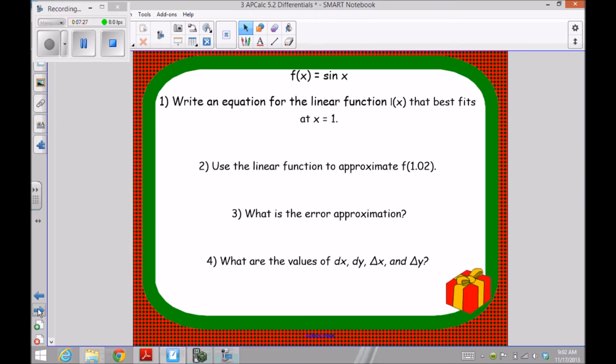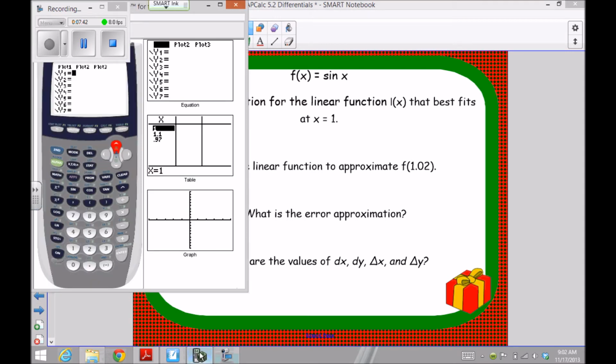Okay, so I'm supposed to write an equation for the linear function L of x that best fits at x equals 1 when my f of x function is sine x. I'm going to have to pull in my calculator at this point because this is not a very fun problem to do without it. Let me make sure that my mode is on radians, and it is, so I am good.